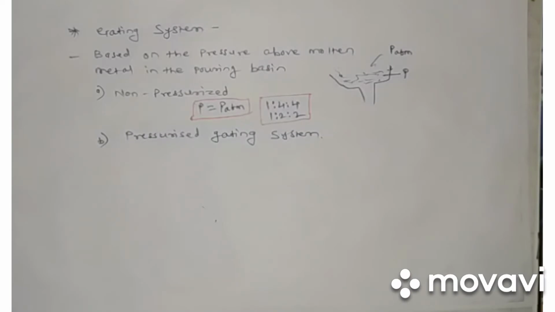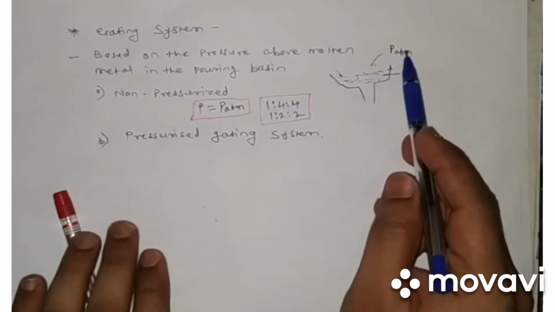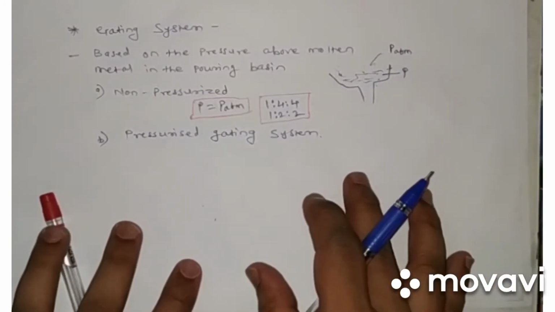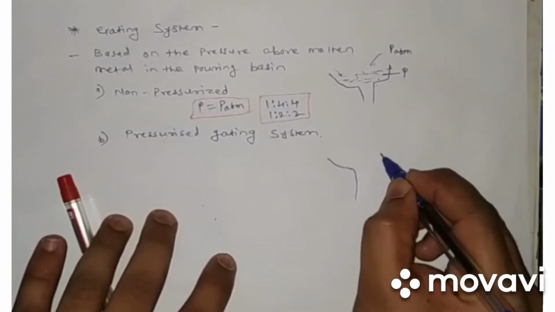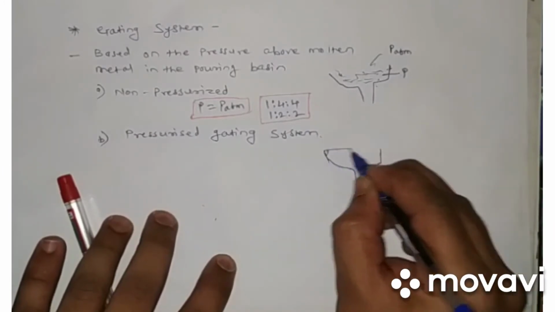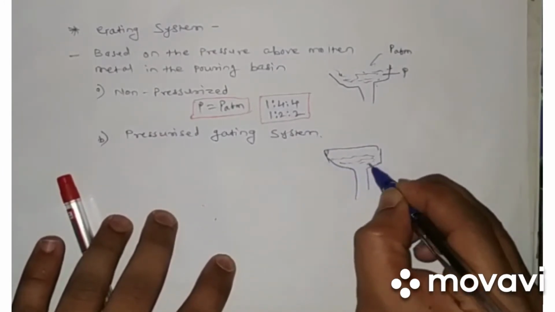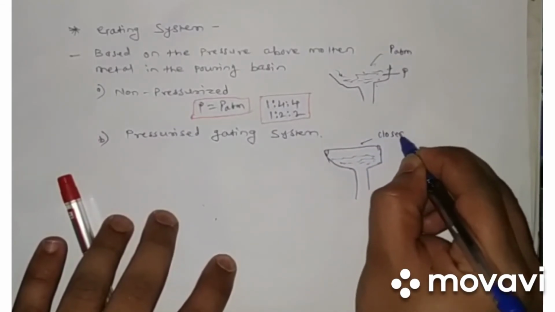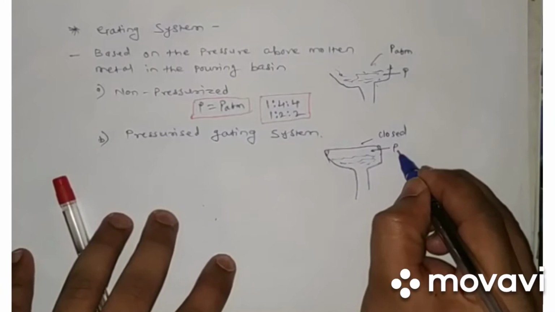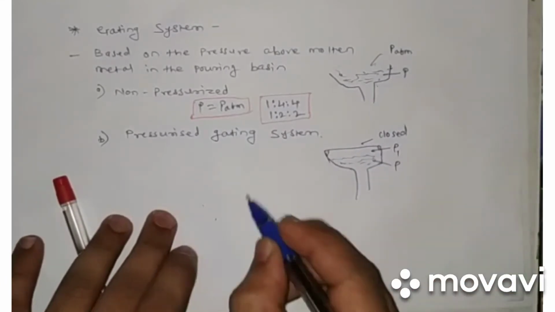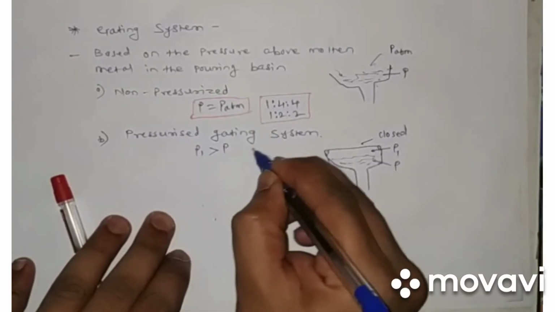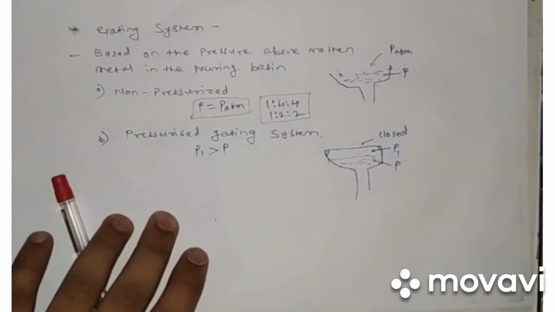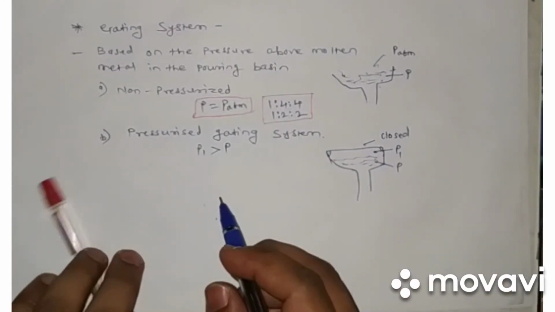Now the pressurized gating system, the name itself suggests that the pressure acting on this fluid is greater than the atmosphere. So for that purpose, it is covered from the top side, and the required pressure is kept on the liquid. Okay, so it is closed from the top, so that the pressure acting will be, let's say, P1, and this is our P. So P1 is greater than P, and that's why it is called a pressurized gating system.